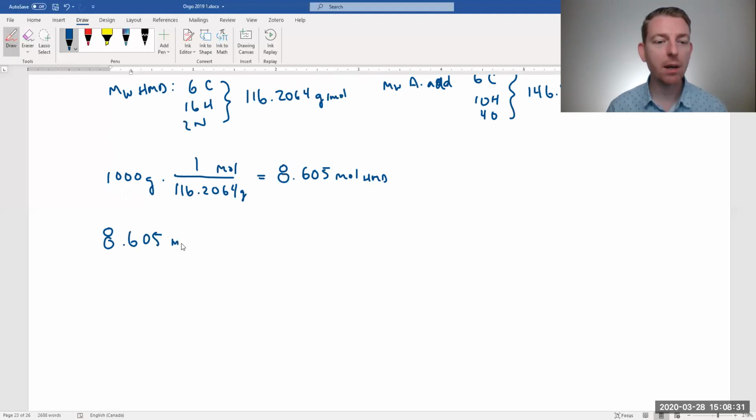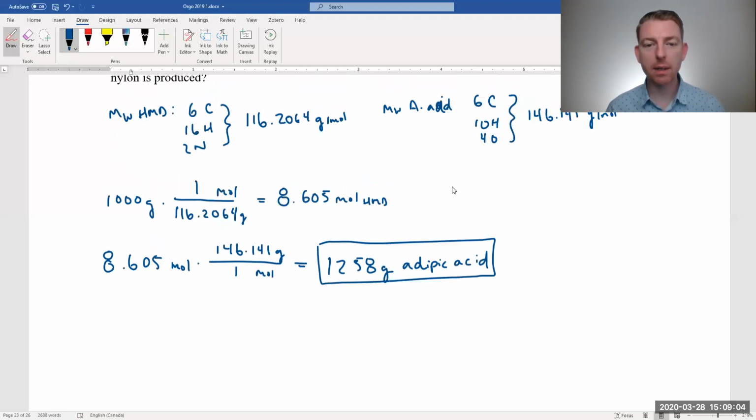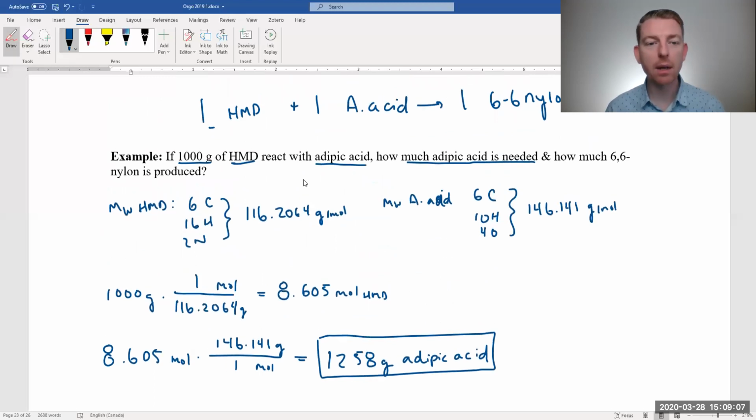8.605 moles times, now we want to get rid of the mole, per mole, and we said that this was 146.141 grams per mole, and that equals 1258 grams of adipic acid. Okay, and there's your answer for the first part of the question. So that's going to react fully to make the nylon out of the 1,000 grams of HMD.